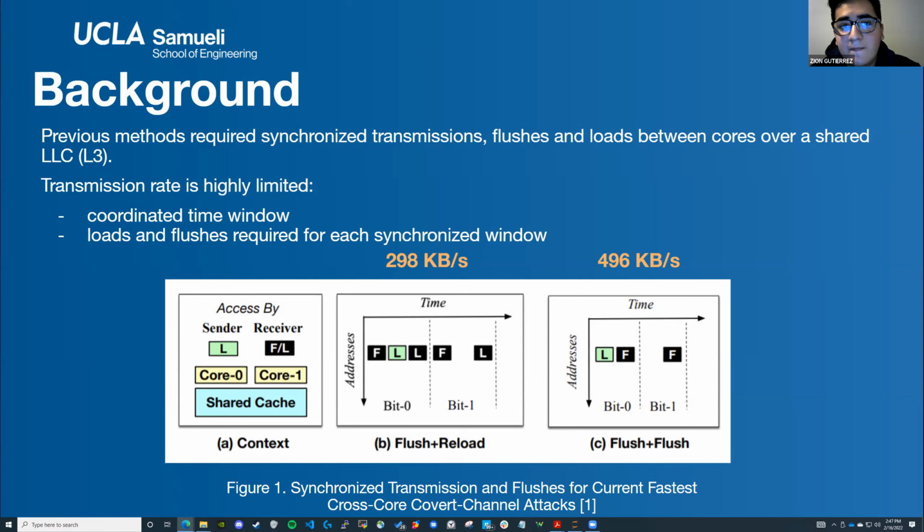For a Flush+Flush attack, shown in figure C, the receiver measures the latency of the cache line flush instruction on the shared address. The flush instruction executes faster on an address not installed in the cache by the sender, and in this method, the faster flush indicates a 0 and the slower flush indicates a 1. All existing covert channels required the sender and receiver to send each bit in a synchronous epoch and wait until the epoch ends before sending the next bit. These attacks were shown to achieve bit rates of 298 kilobytes per second and 496 kilobytes per second, at less than a 1% bit error rate. Next slide.